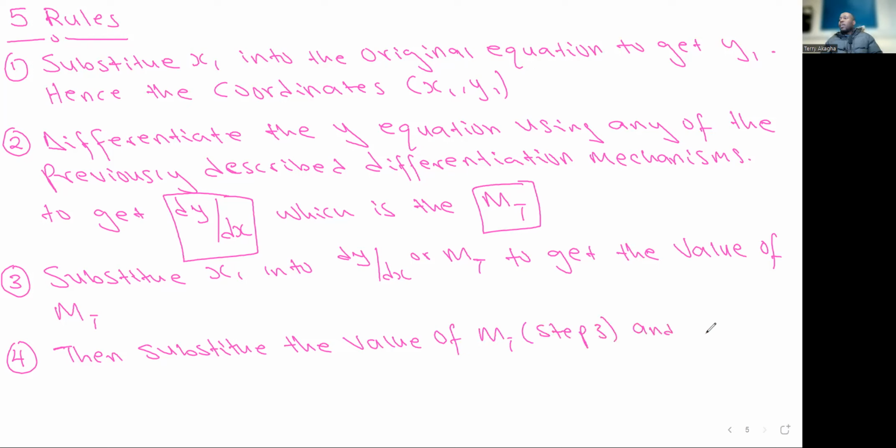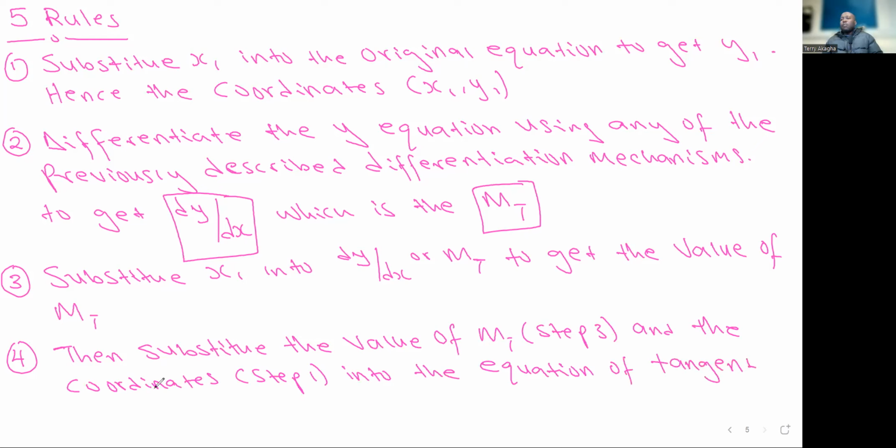Okay? So the equation of tangent, I told you that the equation of tangent is y minus y1 is equal to mt times x minus x1. So you're going to substitute into this. Because now you know the mt, and you know the coordinates, the x1 and the y1. Then after you're done, number 5, you then simplify. All right? So that's what you do.